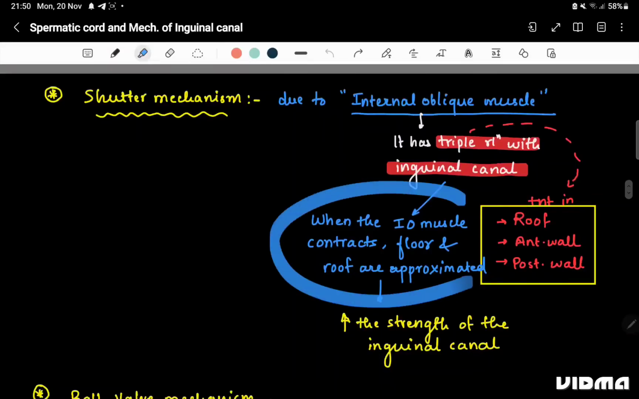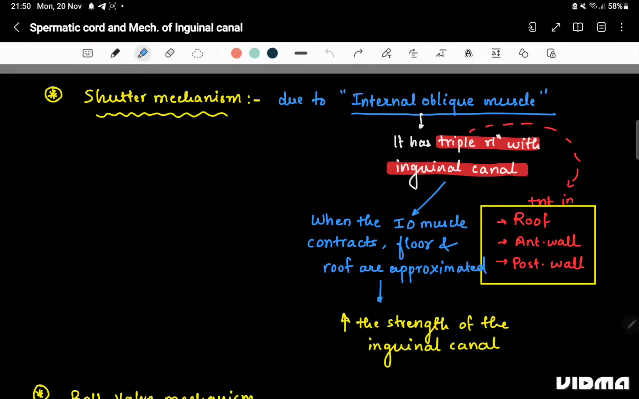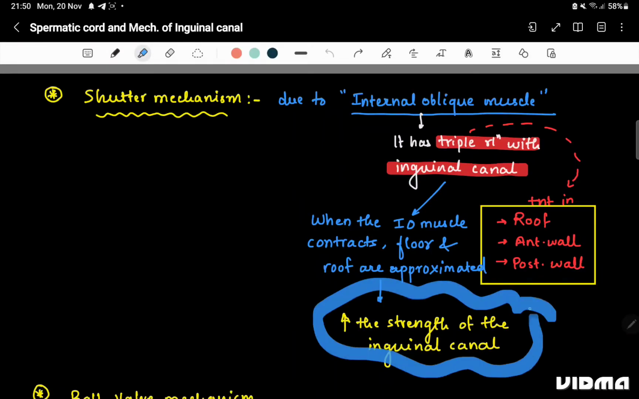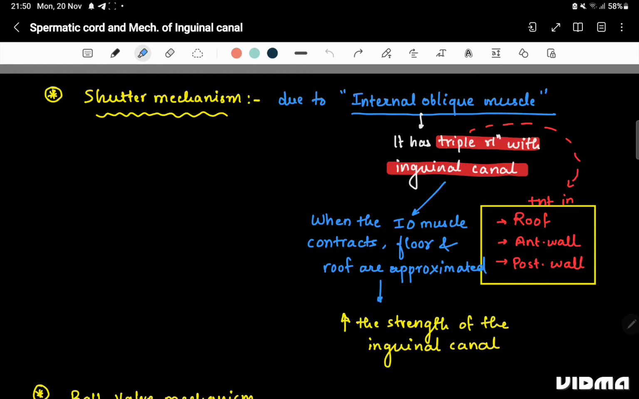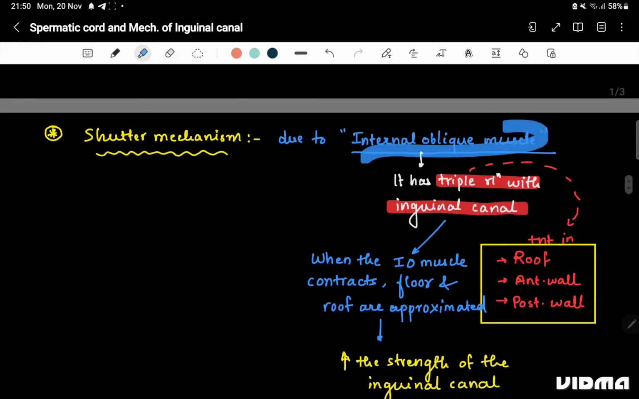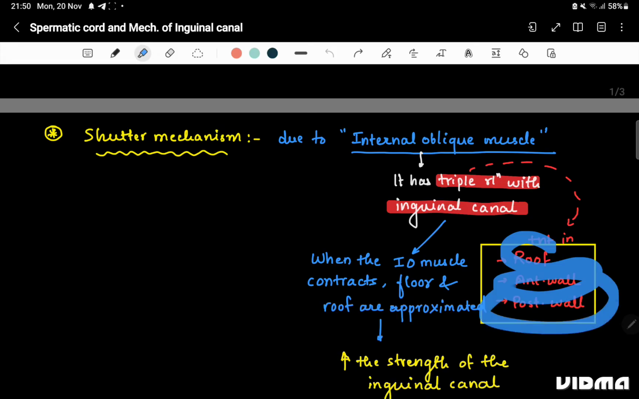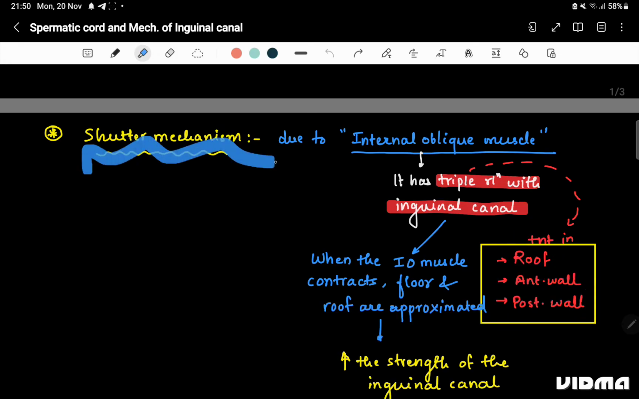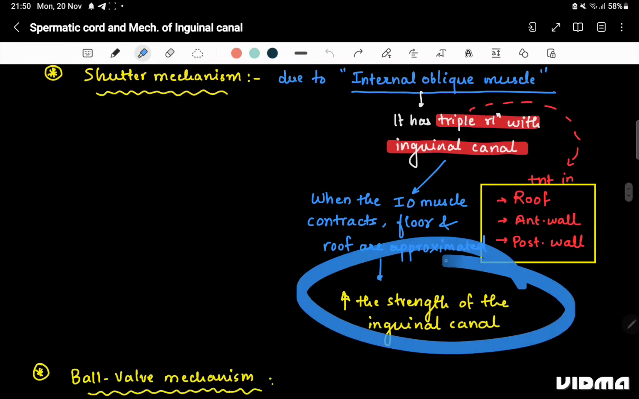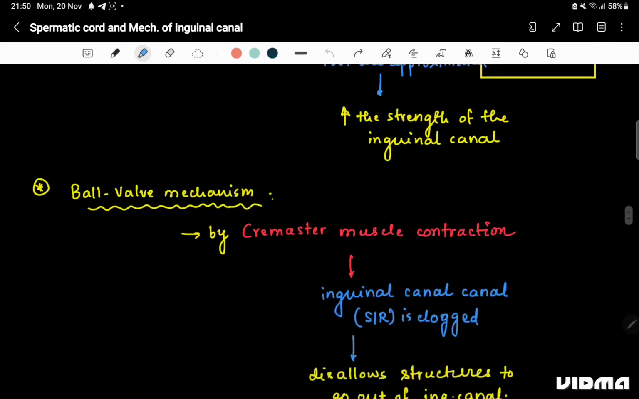When the internal oblique muscle contracts, the floor and the roof approximate and increase the strength of the inguinal canal. As the internal oblique muscle is present in the roof, anterior wall, and posterior wall, it causes the shutter mechanism. This shutter type of action will increase the strength of the inguinal canal.